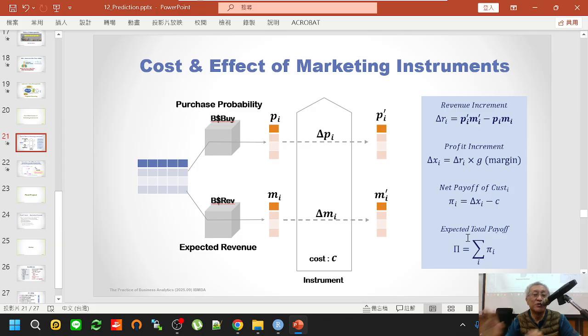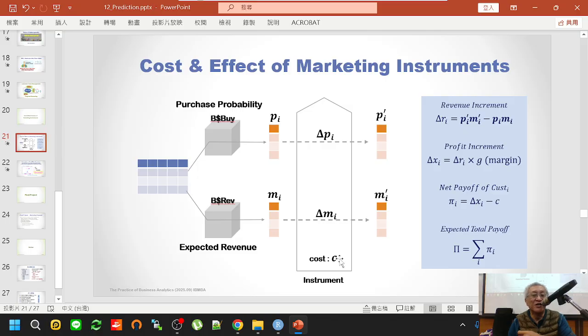The basic logic of the simulation is that by applying the instrument to a customer, we expect that the customer's buying probability and buying amount would increase by a certain value, right? And with that, we can calculate the cost effectiveness of applying this instrument to that customer. But here is the problem: we do not actually know, for each of the customers, how much. We do not know this delta P and delta M yet.